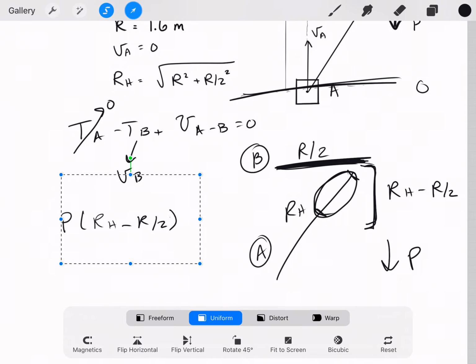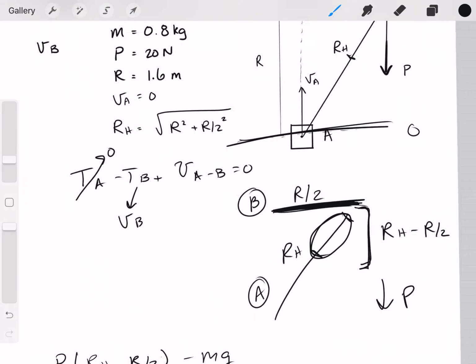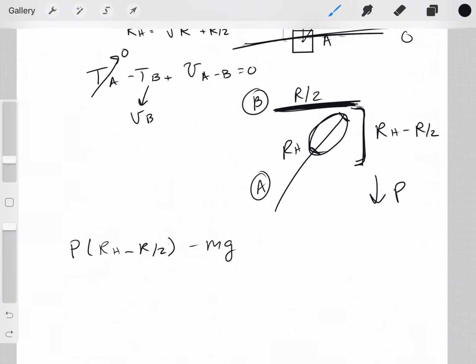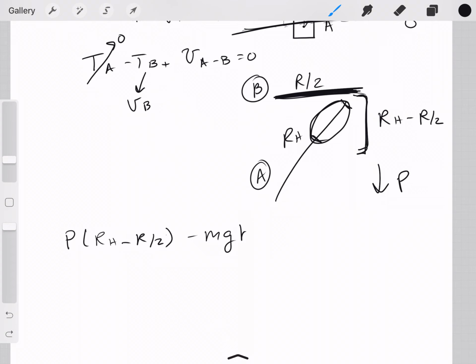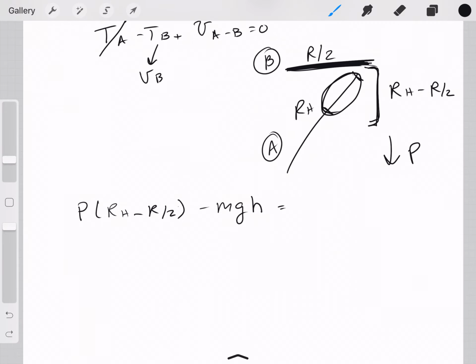Then we have our classic, let's move this down, our classic mgh, and instead of h, we have the distance of R, this complete distance from A to B. And that's negative because we've set our datum to A. Equals 1/2 m v_B squared. And this is our unknown.